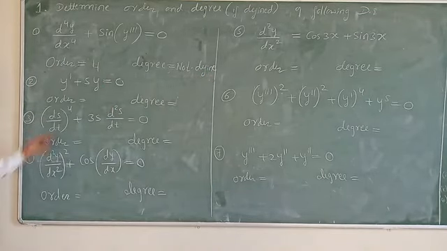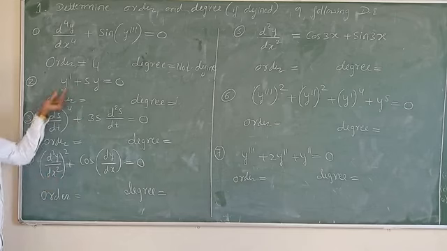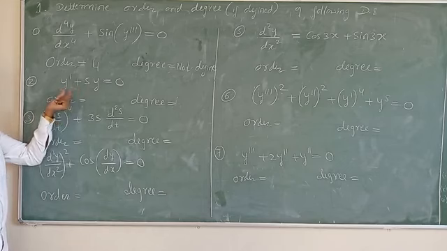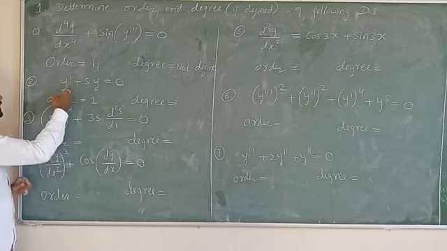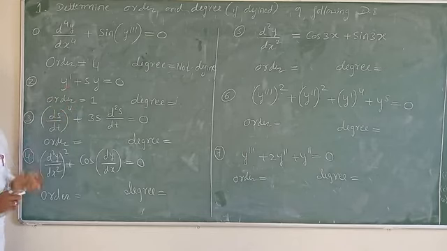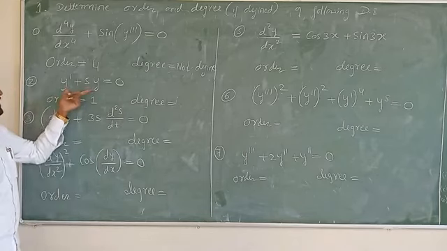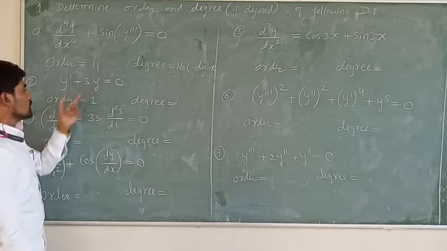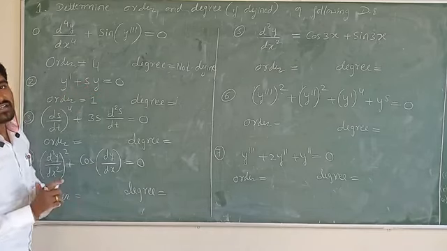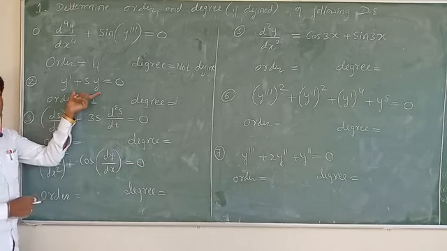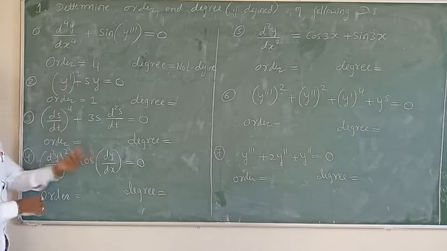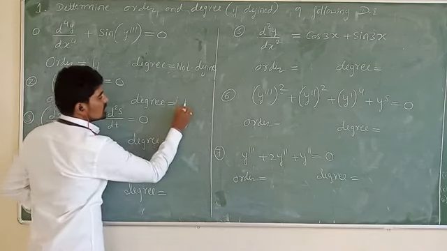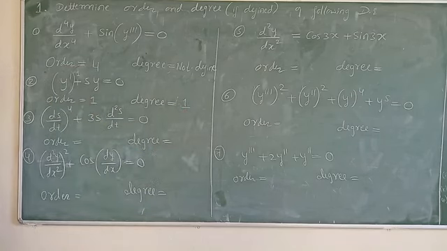Now the second, y' plus 5y equals 0. y' is dy/dx, that is nothing but the first order derivative. Only one first order derivative is used here. Therefore, the order of the differential equation is 1. This differential equation is polynomial in derivative. Therefore, the degree is the power of the highest order derivative in this differential equation, which is 1. Therefore, the degree of this differential equation is 1. Hope all of you understand.